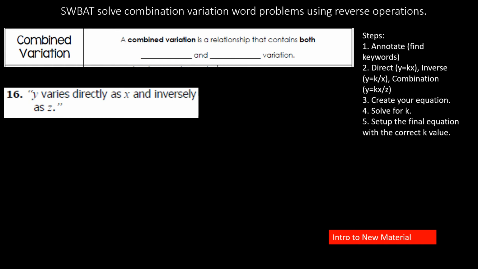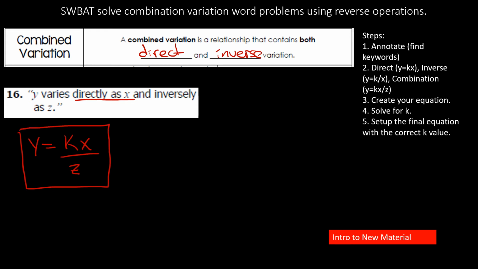What about combination variation? Combination variation is a relationship that contains both direct and inverse variation. So here, like it says, y varies directly as x and inversely as z. So we would say this would be y equals k, right? K is always in the numerator. And it says directly as x, so directly would be straight across. And inversely was z, so z is in the denominator here. And this is how we would identify our combination variation.